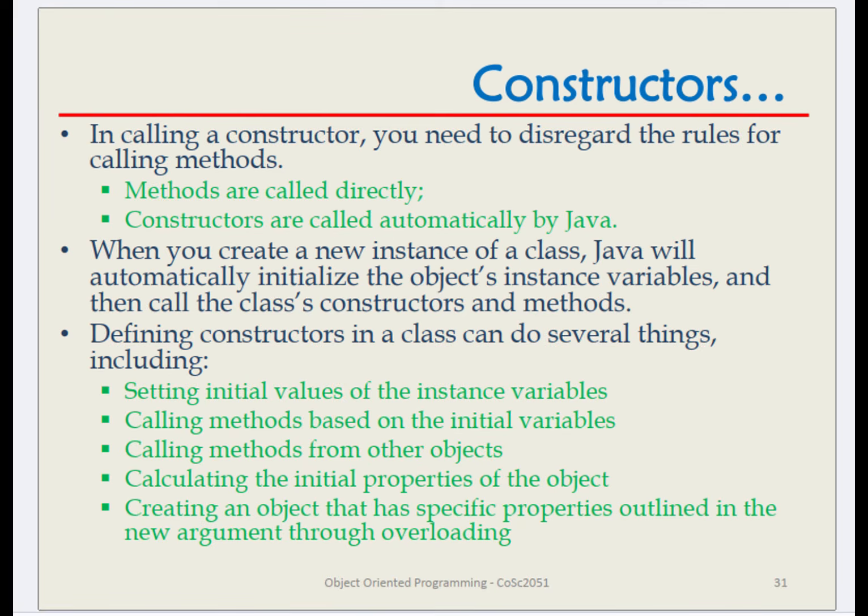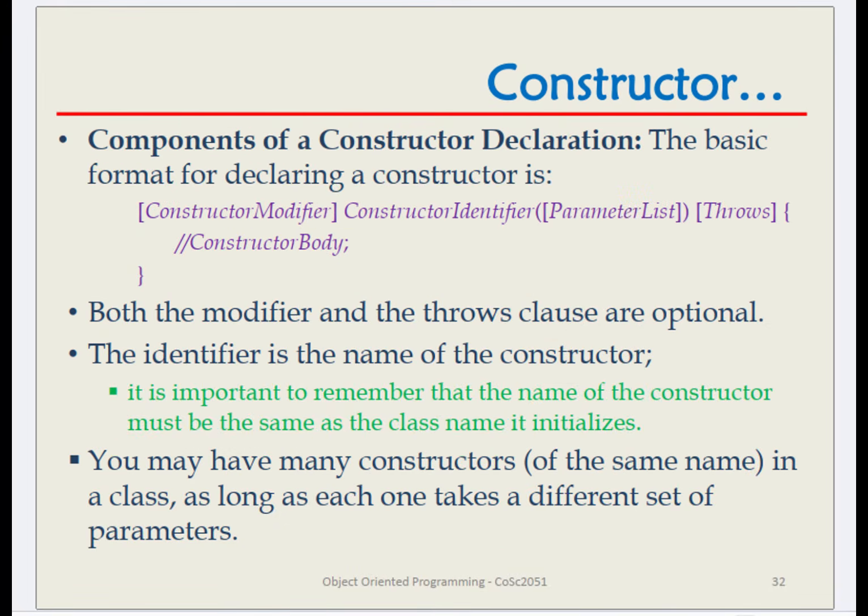Defining constructors in a class can do several things, including setting initial values of the instance variables, calling methods based on the initial variables, calling methods from other objects, calculating the initial properties of the object, and creating an object that has specific properties outlined in the new argument through overloading. Object-Oriented Programming Co. SC 2051-31.